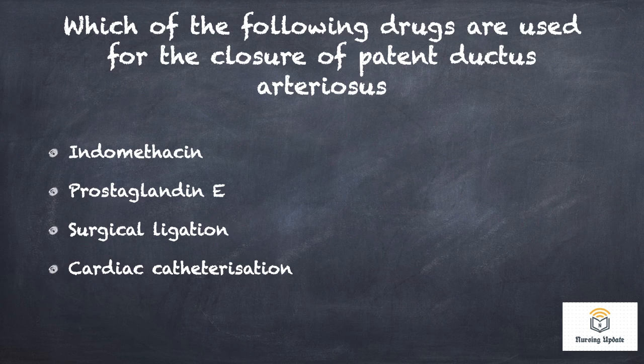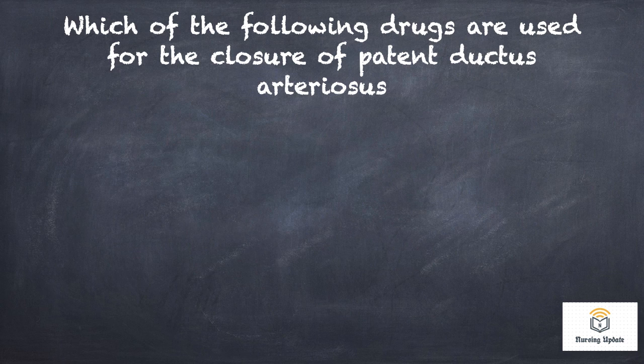The next MCQ is also related to patent ductus arteriosus. Which of the following drugs is used for the closure of patent ductus arteriosus? This is one of the most frequent MCQs. Option A indomethacin, option B prostaglandin, option C surgical ligation, and option D cardiac catheterization. The correct answer is indomethacin.